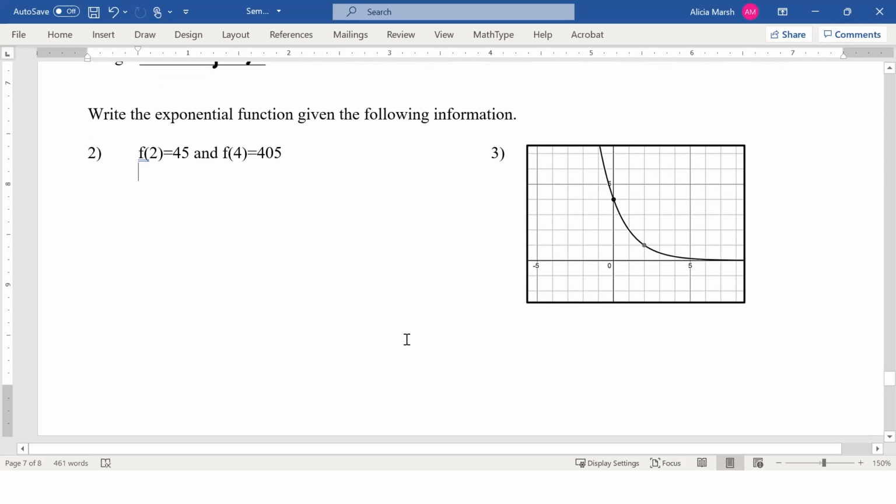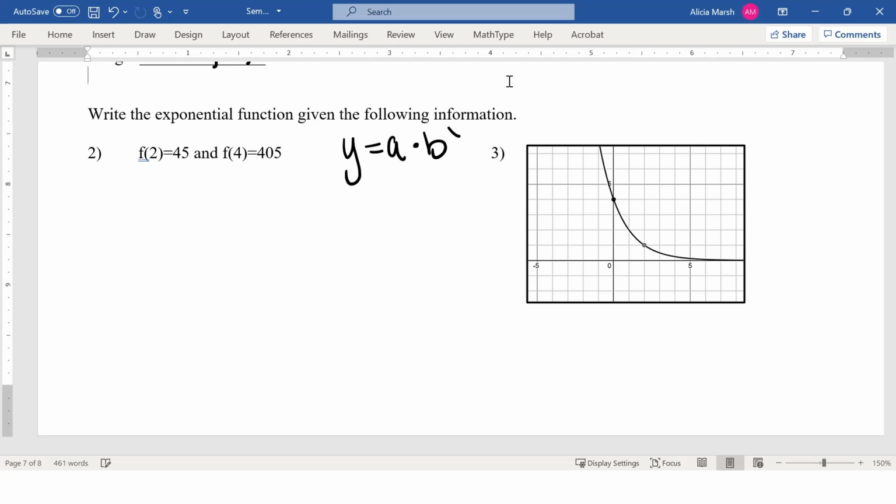The next part that we did is we wrote exponential functions given some information. So these ones, f of 2 is 45 and f of 4 is 405. Well, we were probably like, well, Marsh. Remember, these guys had to look something like this. They were a times b to the x, and a was our initial value. That's how much we started at the 0 spot. And then this b value was your multiplier. What are you multiplying by each time?